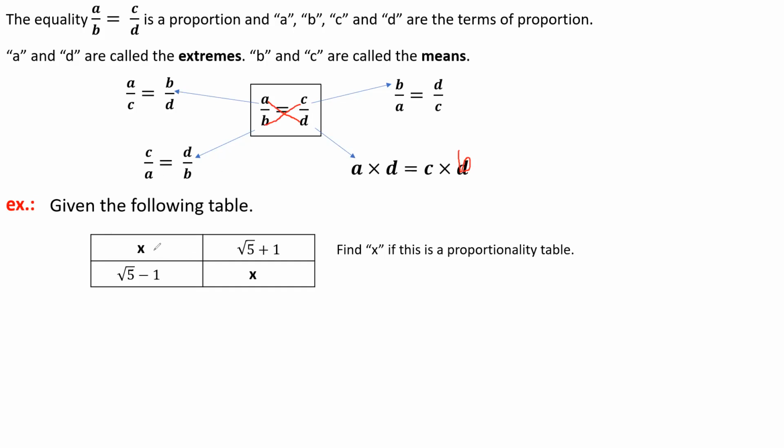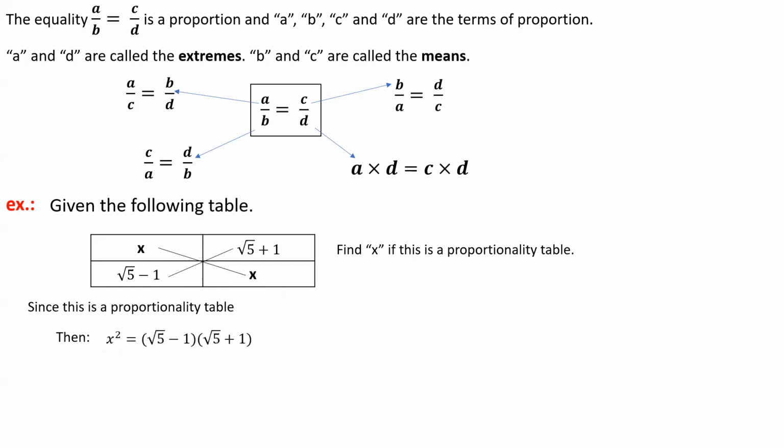Given the following table, x, radical 5 minus 1, radical 5 plus 1, and x. Find x if this is a proportionality table. So if this is a proportionality table, how can we find x? Let me show you how. Since this is a proportionality table, we can use this relation. We can do the cross multiplication. So I multiply x times x, and radical 5 minus 1 into radical 5 plus 1.